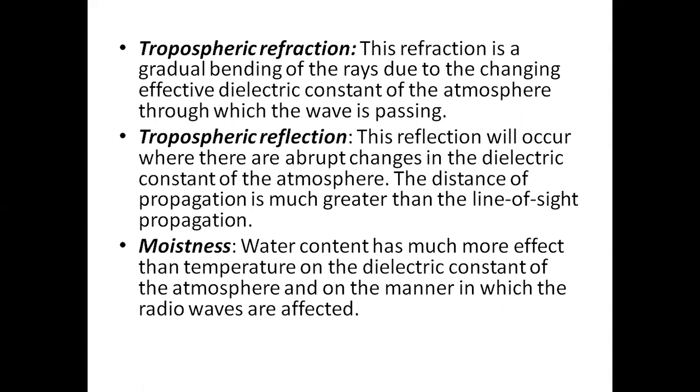We know refraction and reflection. Here, refraction is a gradual bending of the rays due to the changing dielectric constant. Because of the change in the dielectric constant, the wave may bend in the area. That is called refraction or tropospheric refraction. Tropospheric reflection also occurs because of the dielectric constant change in the tropospheric atmosphere, and because of this reflection, the distance of propagation is greater than the line of sight propagation.